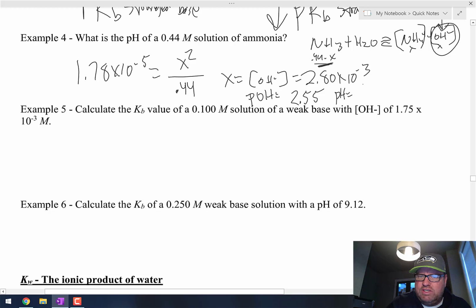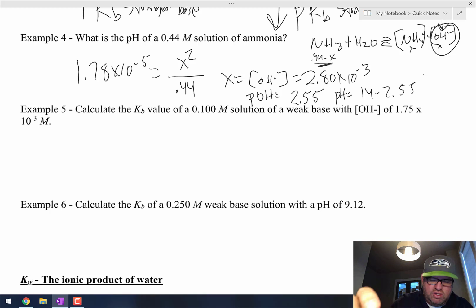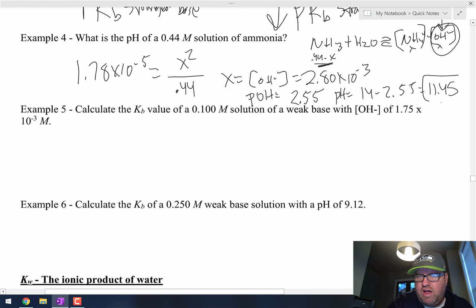And then the pH is going to equal 14 minus 2.55. So 14 minus that answer equals 11.45, which would be our final answer.